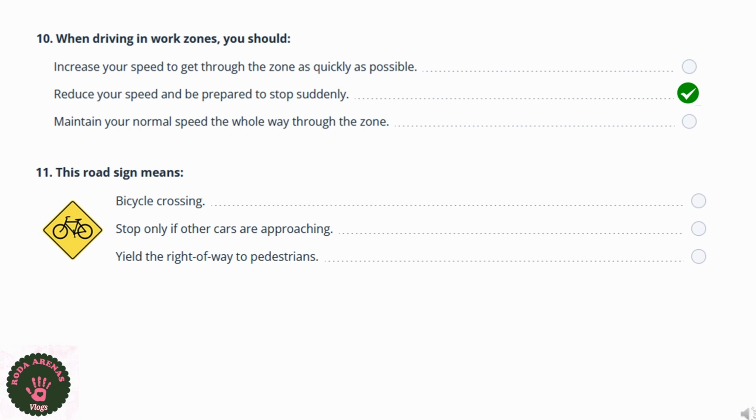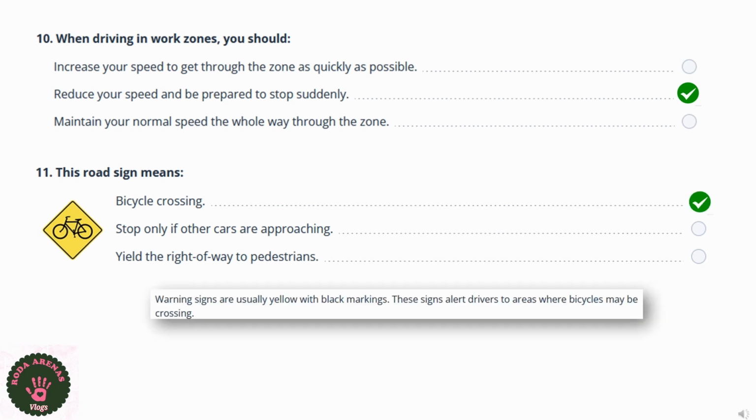This road sign means bicycle crossing, stop only if other cars are approaching, yield the right of way to pedestrians. The correct answer is bicycle crossing.